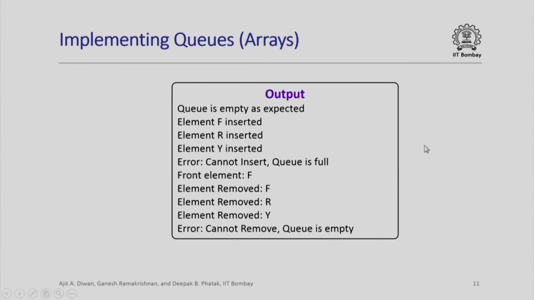Like last time, the output of this program will be exactly like this. Queue is empty as expected at the beginning, then the elements are inserted one after another, then I will get an error saying I cannot insert any new element, and finally when I examine the front element and subsequently I remove all the elements from the front in that order f, r and y.